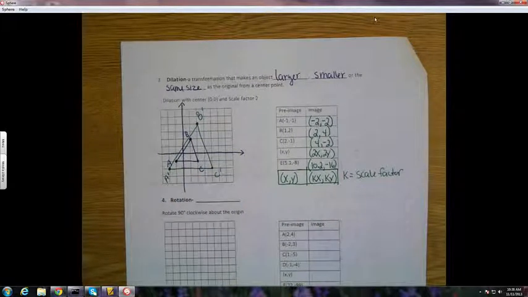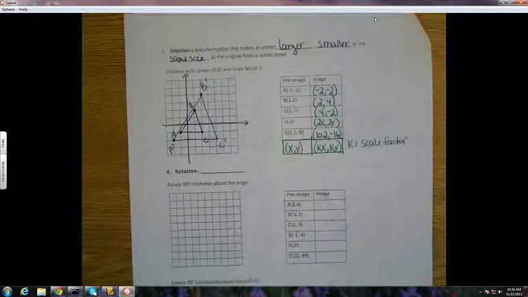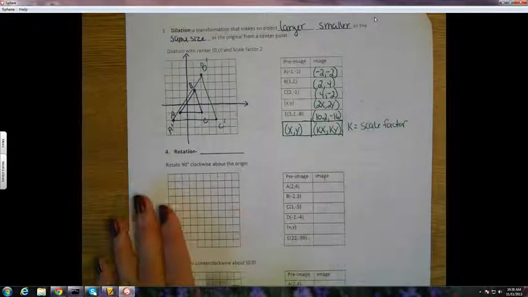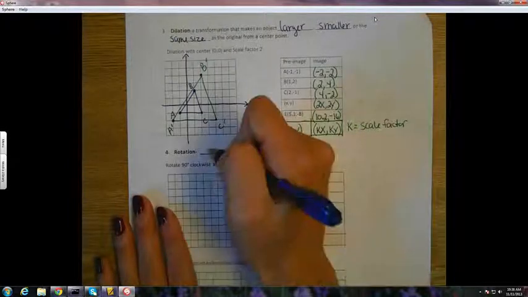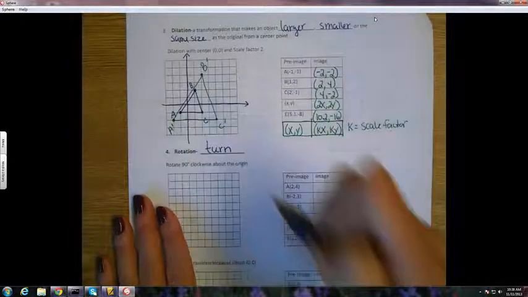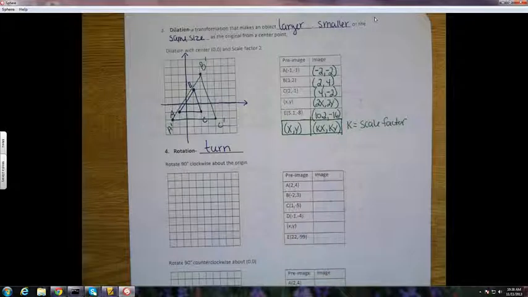Okay, rotations. That's where the index cards come into play. What's a rotation? You're going to turn it. Rotation is a turn. Okay, we're going to rotate 90 degrees clockwise around the origin.